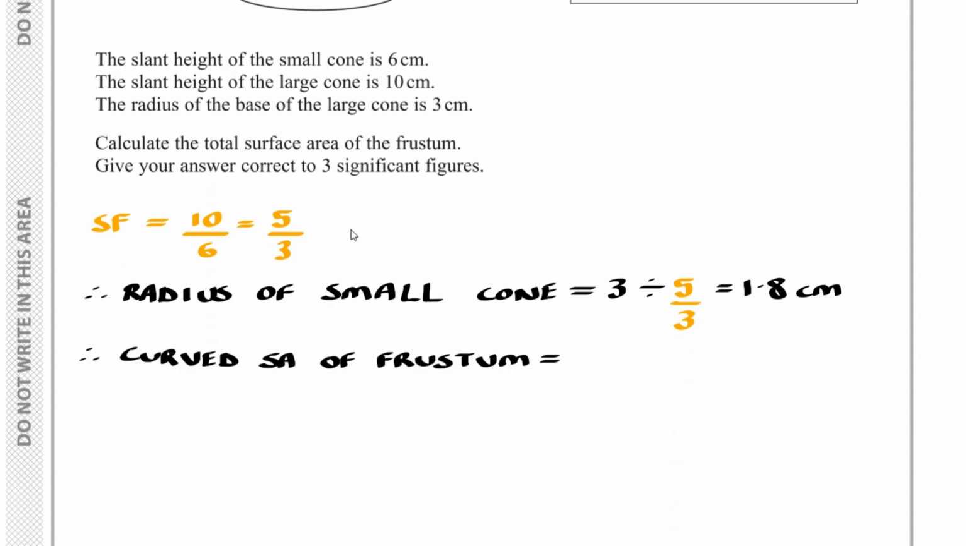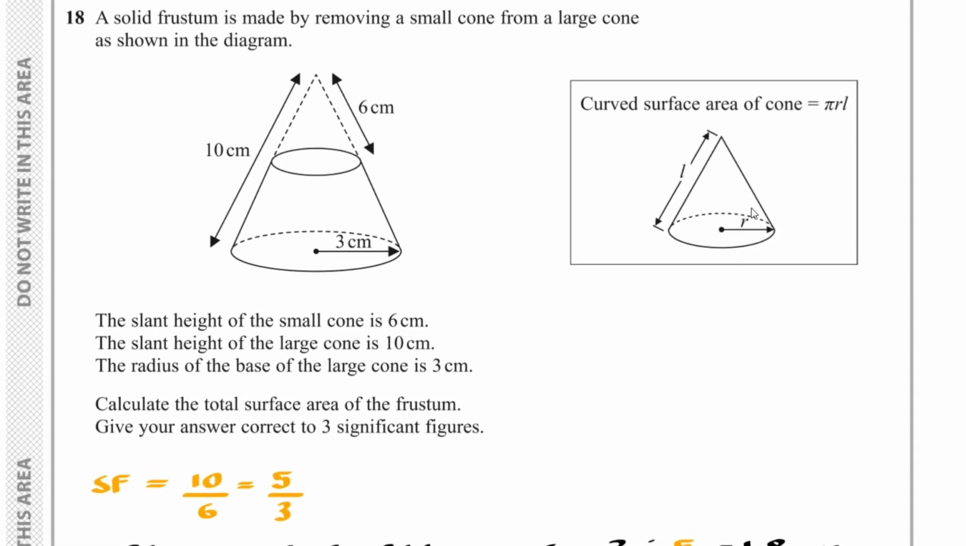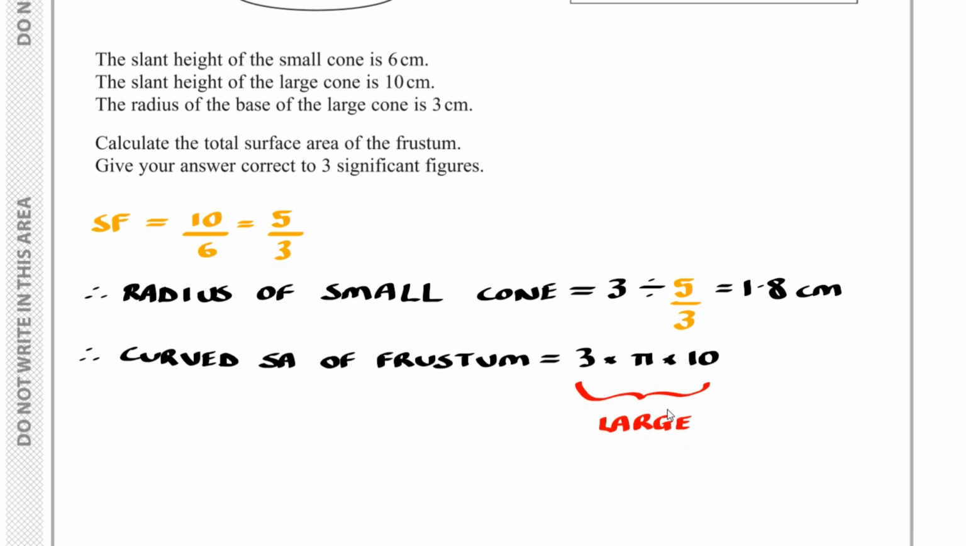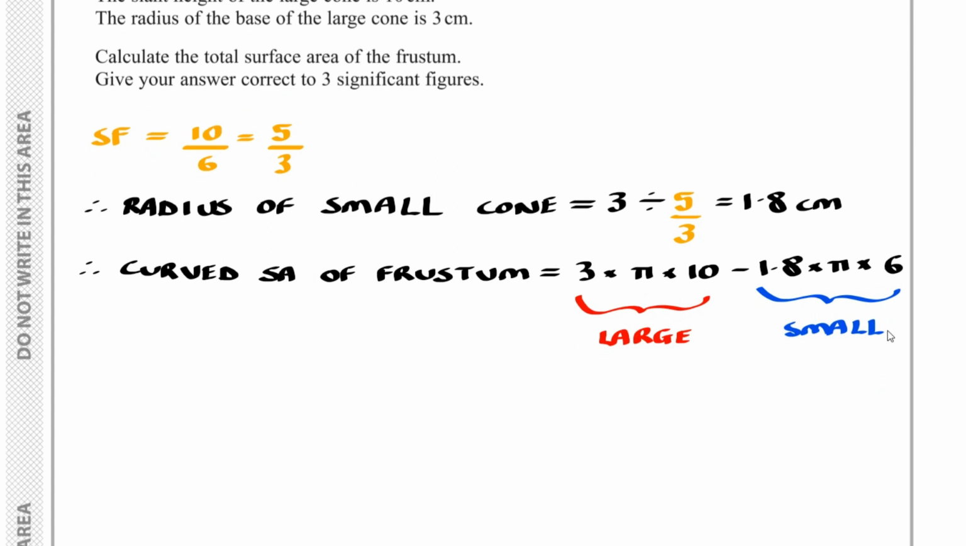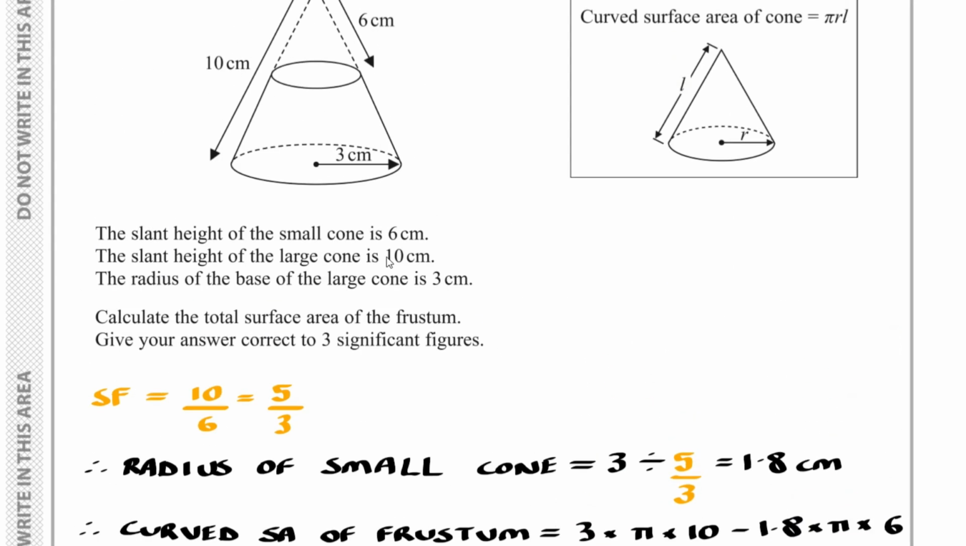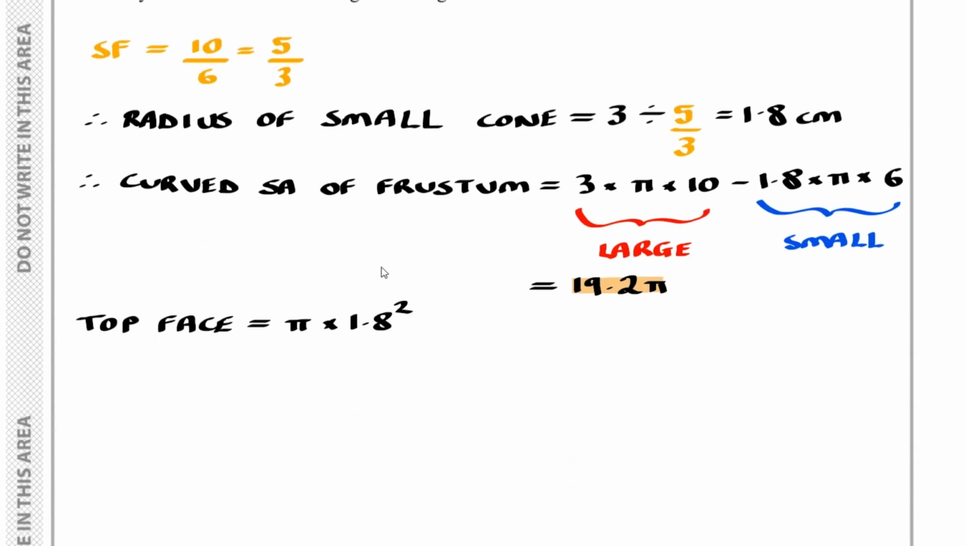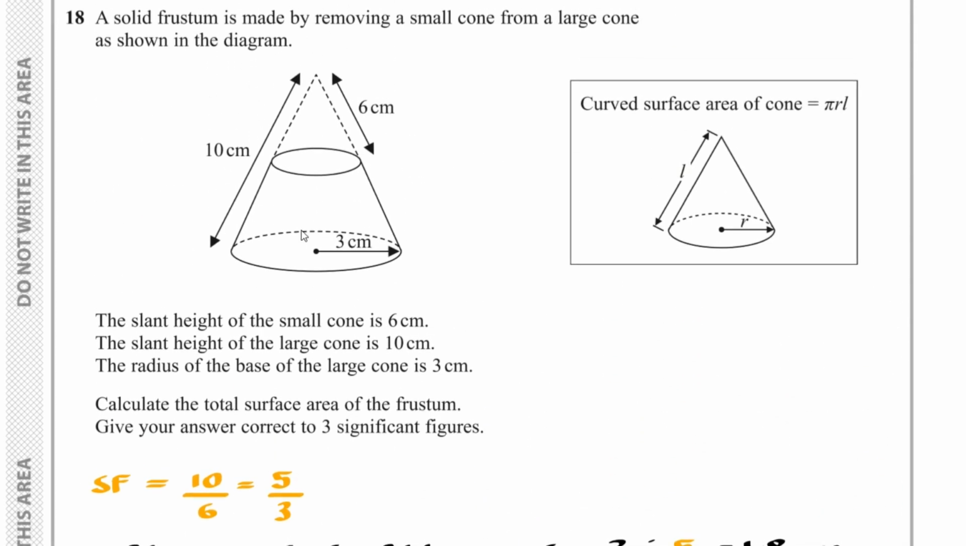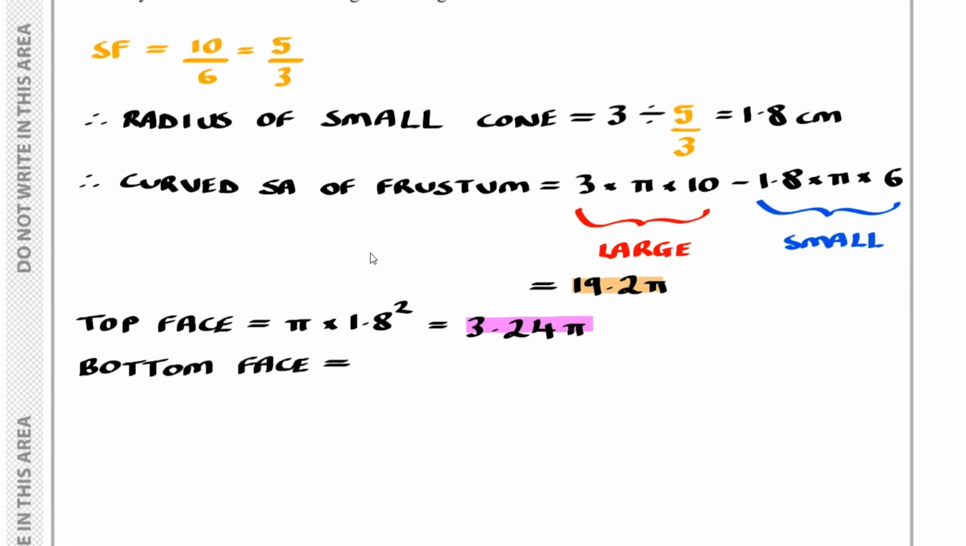So the curved surface area of the frustum, that's equal to 3 times pi times 10, which is the large cone, and I subtract from this 1.8 times pi times 6, which is the small cone. And if I work this out, I end up with 19.2 pi. So for the top face here, well, I've got the circle, so I've got pi times 1.8 squared, which is 3.24 pi. Then I've got this bottom larger face, which is pi times 3 squared, which is 9 pi.